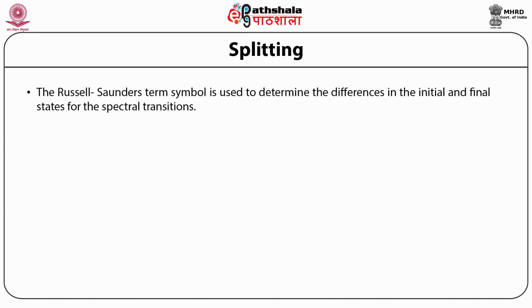The Russell-Saunders term symbol is used to determine the differences in the initial and final states for the spectral transitions. Here, the types of splitting that one comes across are of two kinds. One, spin orbit coupling, and the other is multiplet splitting.